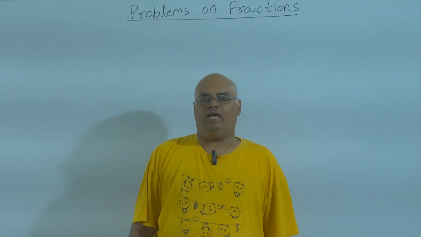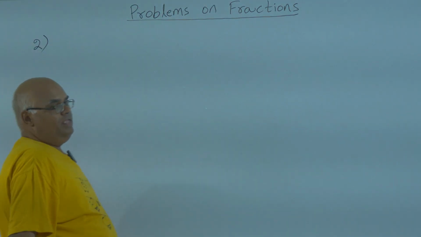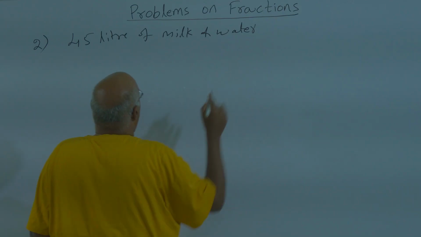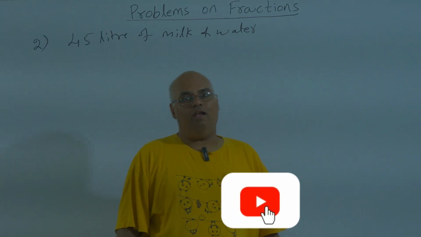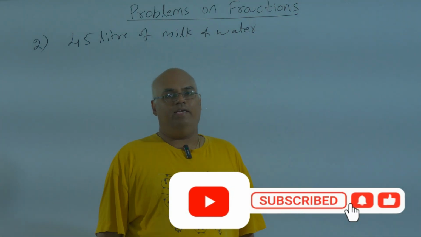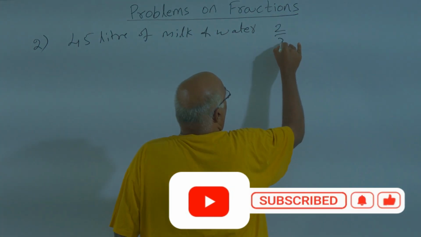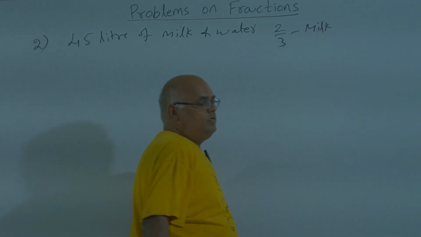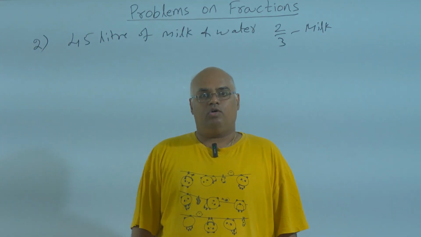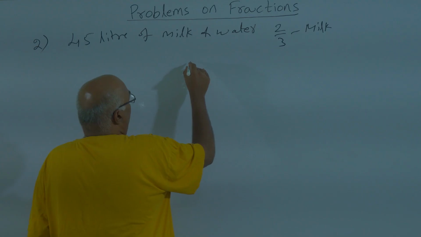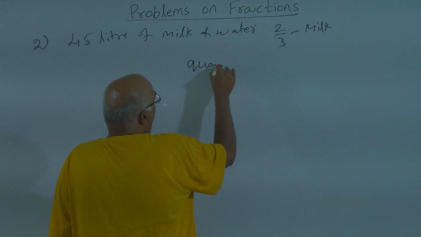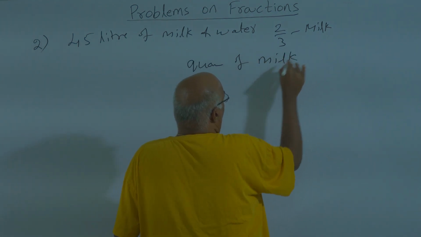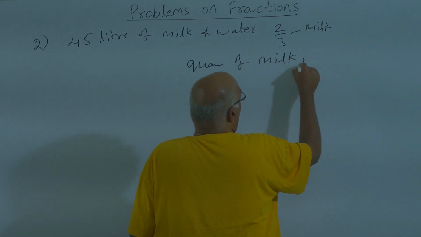Now let us take the second problem. Suppose there is a mixture of milk and water. So 45 liters of mixture of milk and water. Out of this 45 liters, say 2/3 is milk and the rest is water. So the question is, find the quantity of milk and water.